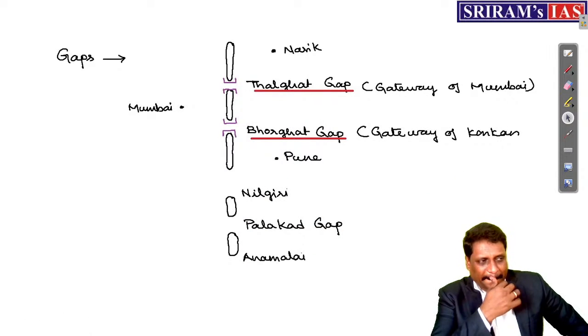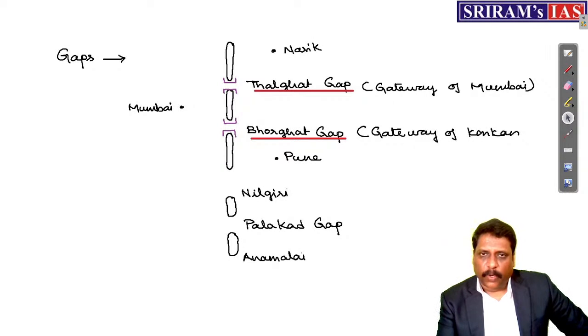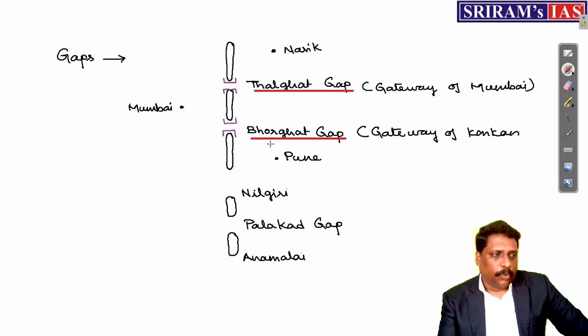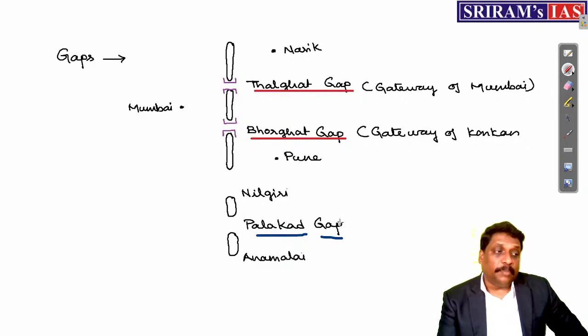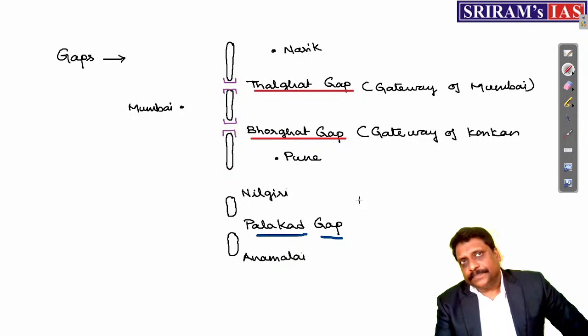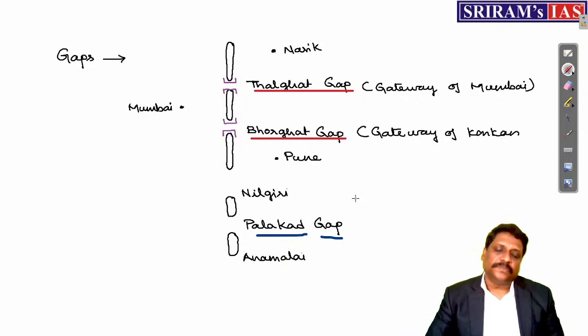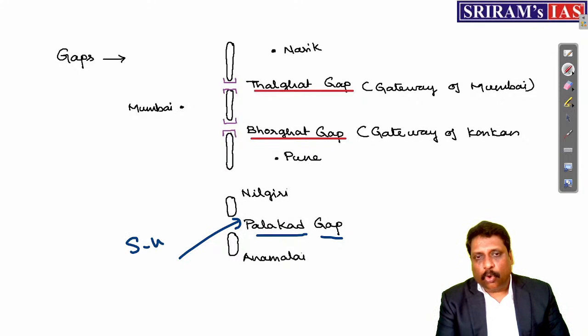Right, my dear friend. Right. Somewhere I'm just talking about these gaps as such, right? Talghat and Borghat gaps as such, right? Now see, I'm talking about Palakkad gap. Palakkad gap is a very prominent gap, very, very prominent gap. For the simple reason, Palakkad gap is so extensive and it allows, say, for example, even the southwest monsoon to enter what? The Coromandel coast.